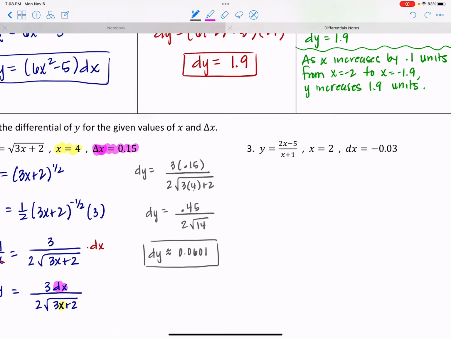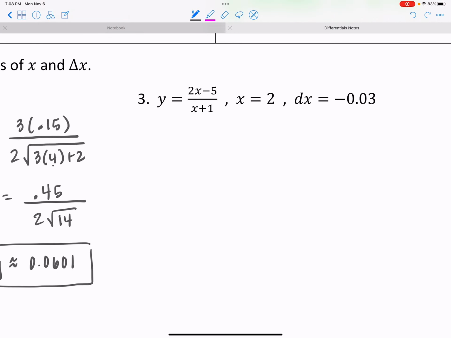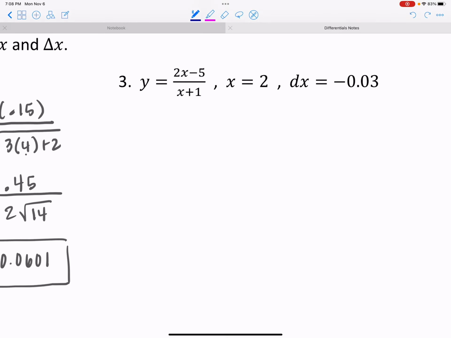Okay. Now I think this would be a good place for you to pause the video and try this out if you are feeling confident. If not, let's go ahead and work through this one together.